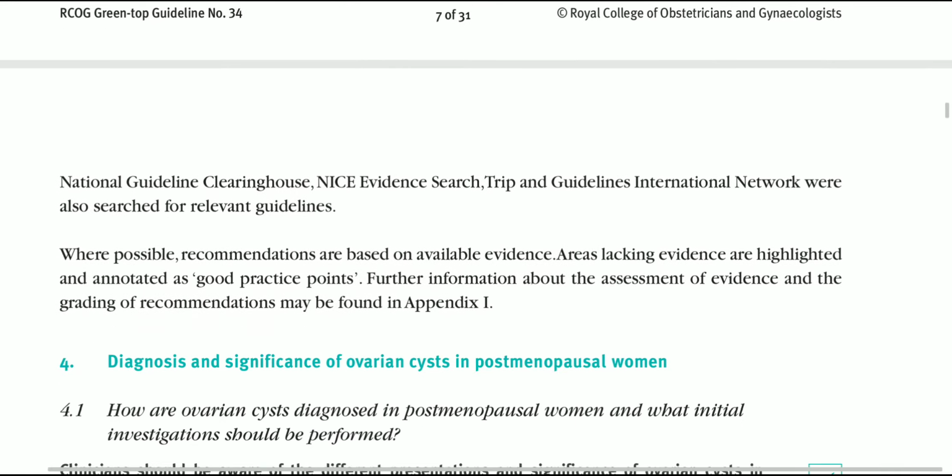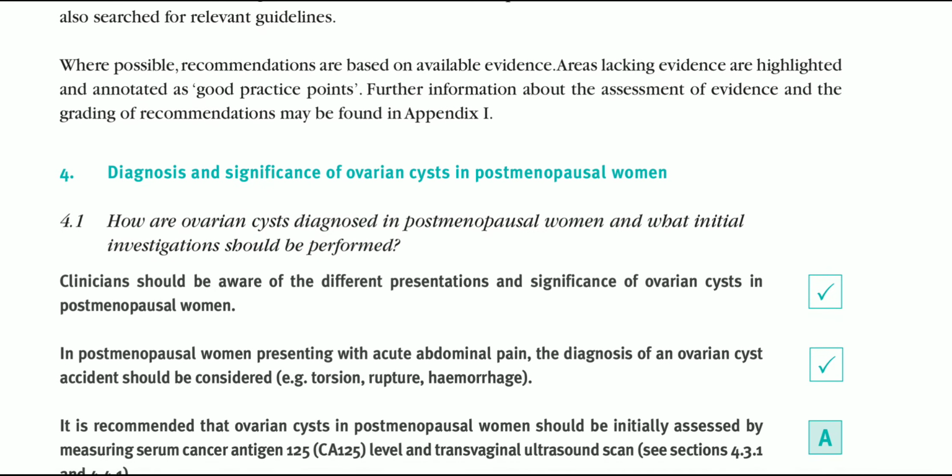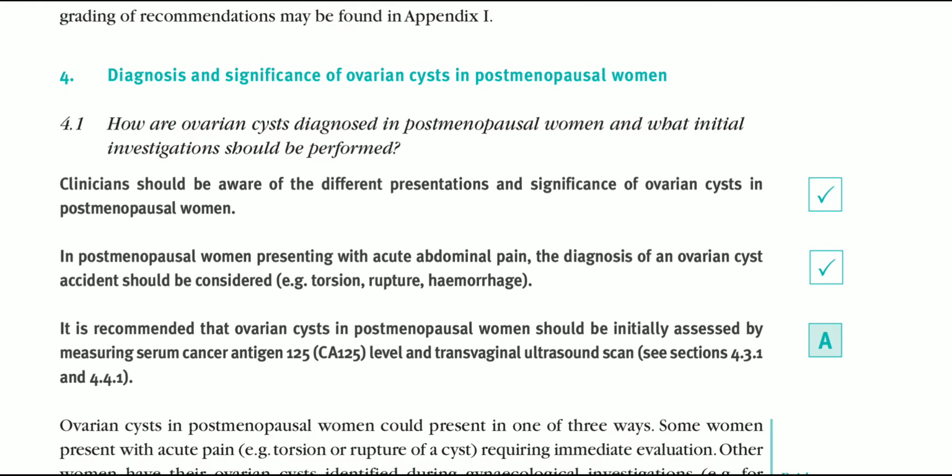Now coming toward point 4, which is very important: how are ovarian cysts diagnosed in postmenopausal women and what initial investigation should be performed? The bold letters should be studied. The clinician should be aware of the different presentation and significance of ovarian cysts in postmenopausal women. In a postmenopausal woman presenting with acute abdominal pain, the diagnosis of ovarian cyst accident should be considered, that is torsion, rupture, or hemorrhage.